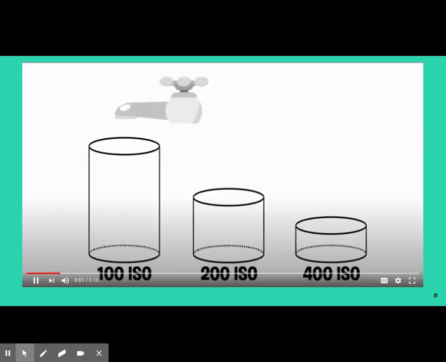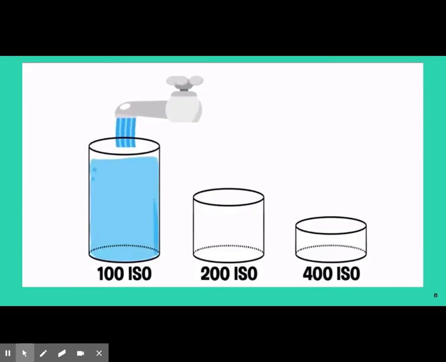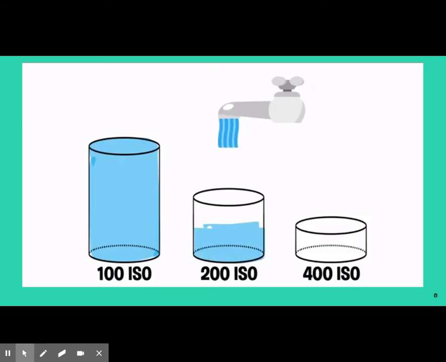For a visual demonstration, let's pretend a 32-ounce container is our 100 speed film, and the water coming out of the faucet represents the light coming in through your camera lens. Right? So filling the container with water is like exposing the film. By that rule, the 200 speed film would only need 16 ounces of water because it's twice as sensitive, therefore only needing half the water. 400 is twice as sensitive as that and would require half of that, and so on.